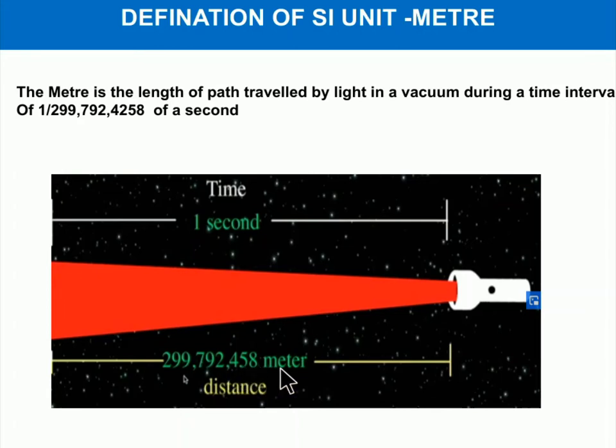299,792,458 meters. So, 1 meter is covered in 1 by 299,792,458 of a second. So, meter is defined as the length of the path travelled by light in vacuum during a time interval of 1 by 299,792,458 of a second.